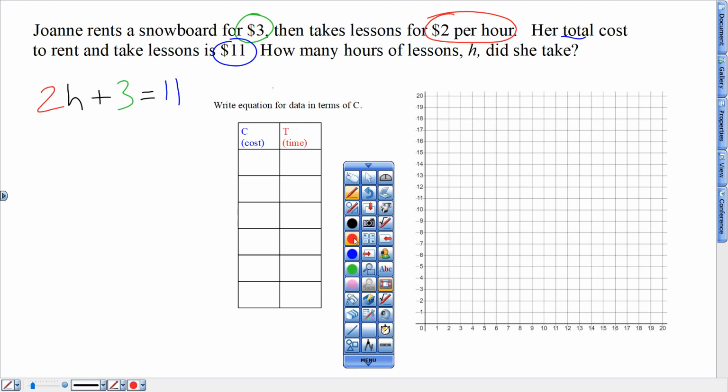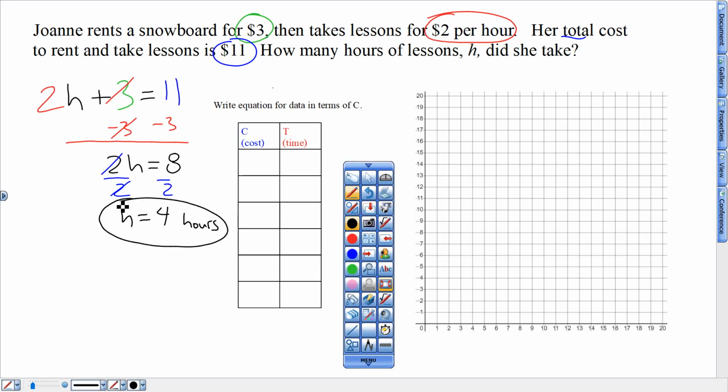So take away 3. Figure out how long I rented if I'm paying $2 per hour and have a $3 deposit. Gives me 2h equals 8. Do the opposite, dividing by 2. And that gives me that the number of hours for this situation is 4. 4 hours.